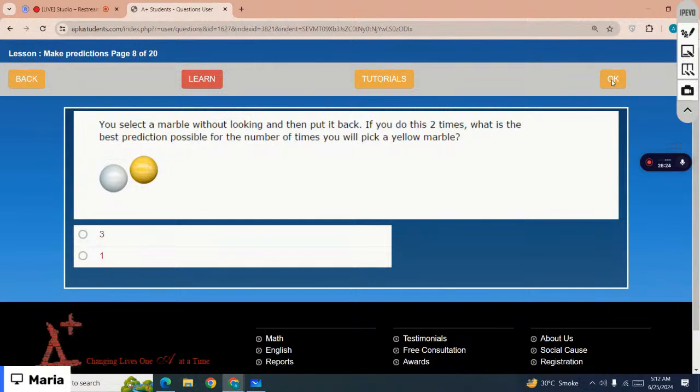The correct option is one. Option number two is the correct option. Okay, you can complete the lesson by yourself later today. Let's just move on to the next lesson.